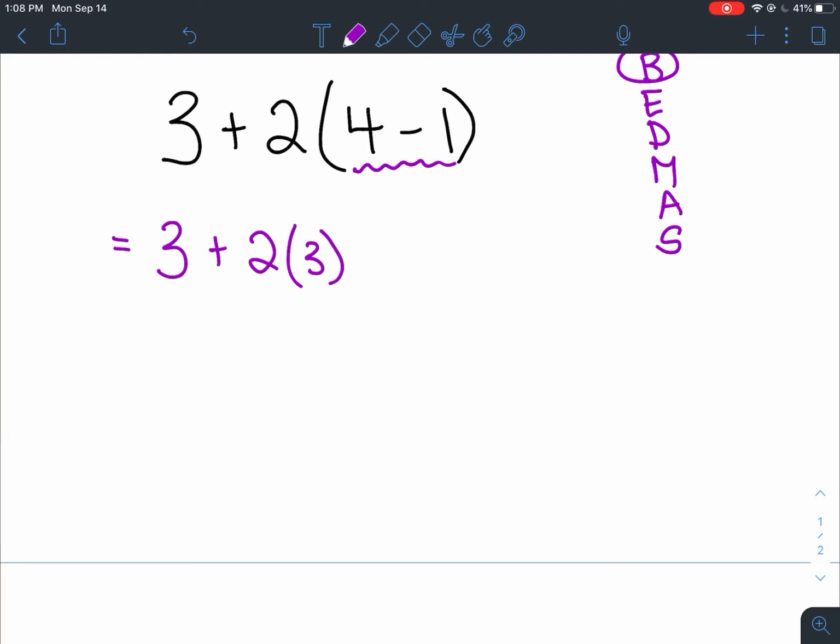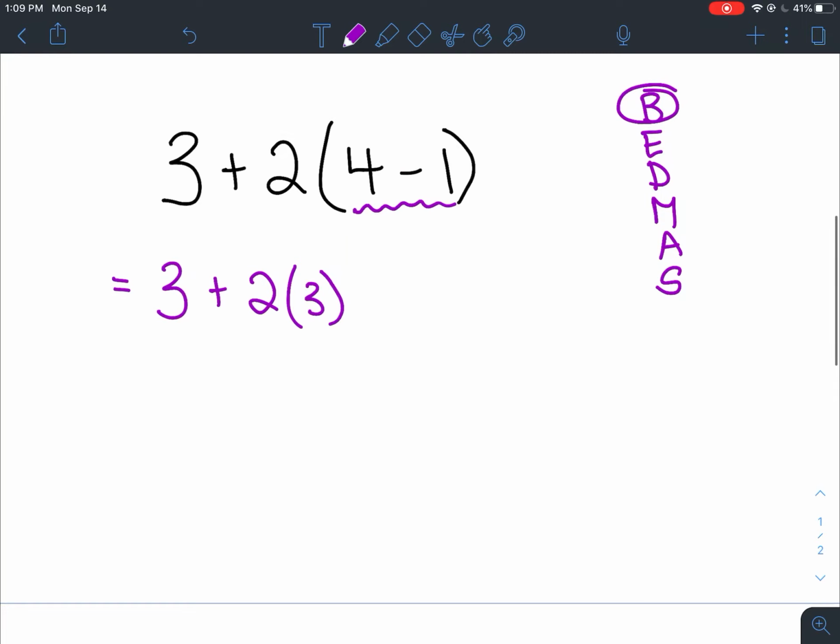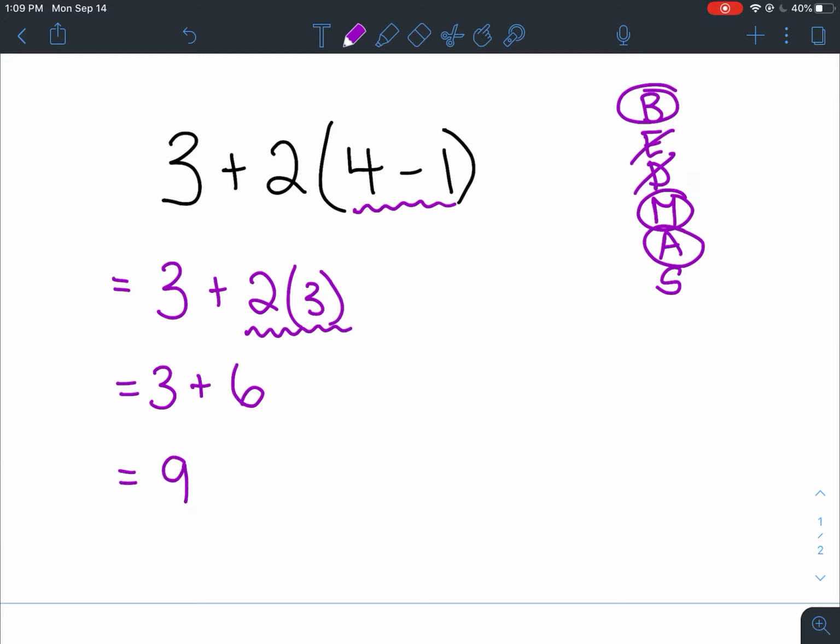Okay. So after brackets, we don't have any exponents, we don't have any division, so next we have to multiply. And this indicates multiplying right here, 2 numbers side by side like that with the brackets. So now we do the multiplication. 2 times 3 is 6. And then we also have some addition. So 3 plus 6 is 9. Final answer. So you just work your way down these letters, operations, and do them in the correct order.